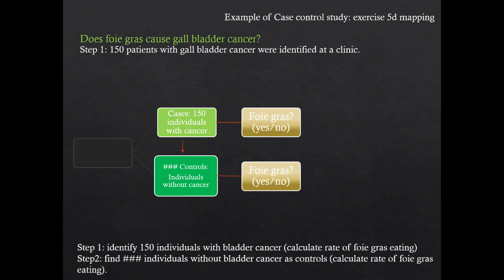Here's an example. This is exercise 5D, so if you would like to pause this and open that up to go through this with me. We have the question: does foie gras, this fancy food, cause gallbladder cancer? We have 150 patients with gallbladder cancer, so they're identified. That's a fairly rare cancer, so we have to go out and find a bunch of controls. We don't know how many; we can find how many we want. In this example it's 600, but it could be 1,000, 200, 150, or 50. Usually we want about 4 times more, so 600 would be appropriate.